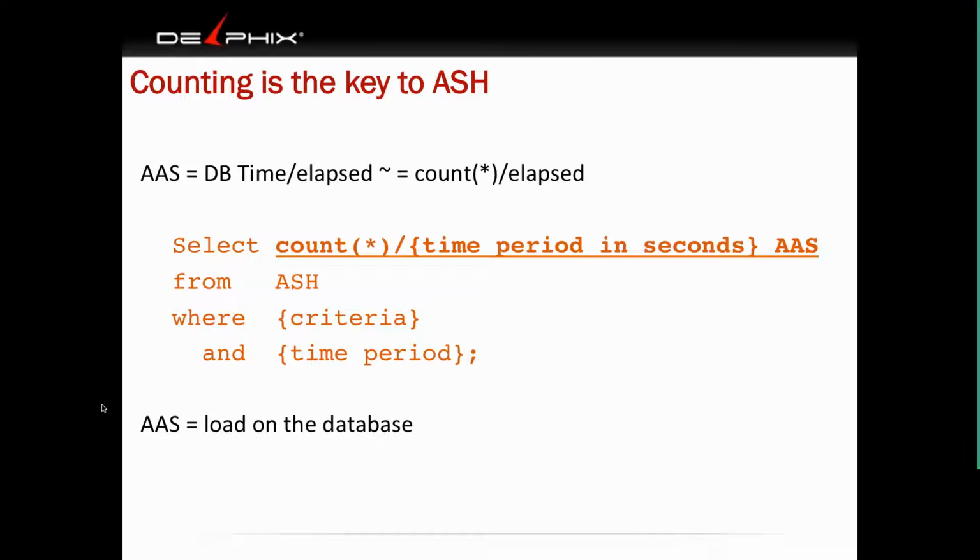Now, a simple change to the ASH query makes the output easier and more intuitive for me to understand. If we select the count star, the seconds, divided by the time period, we have a value called AAS, or average active sessions. That's like the run queue on Unix. How many runnable processes are there? This is how many runnable Oracle sessions there are. And then we can specify our criteria. Are we looking for something specific, and what time period do we want to look at? This is the load on the database. Is the load high or low?